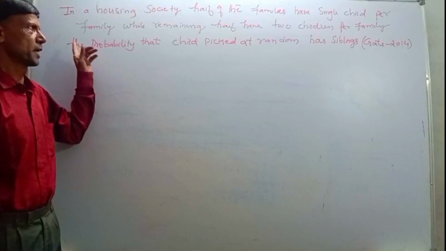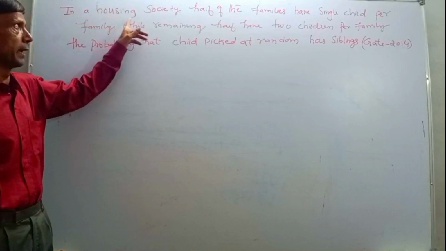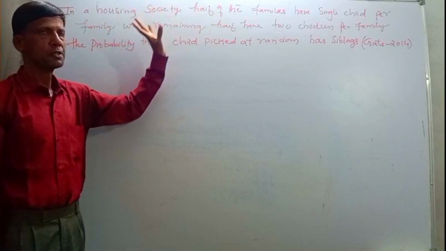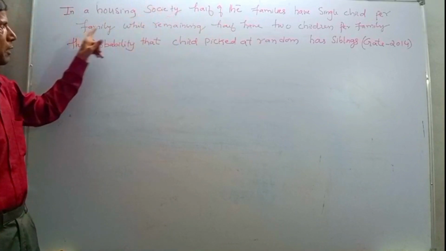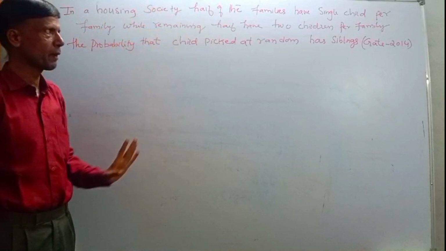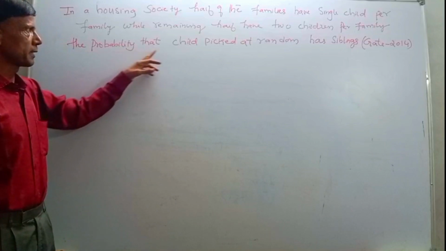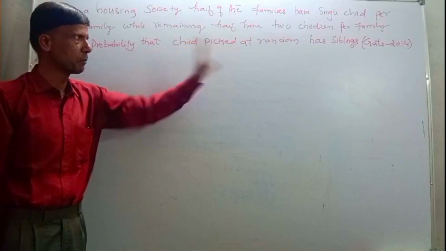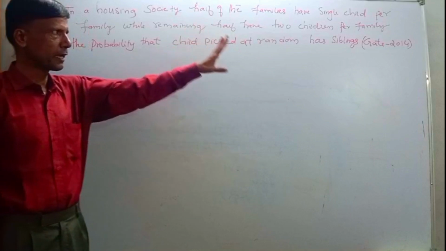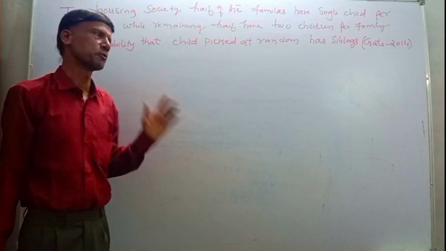Now see the next question. In a housing society, half of the families have a single child per family, while the remaining half have two children per family. Find the probability that a child picked at random has siblings. This question was asked in GATE 2014 for the CS branch.